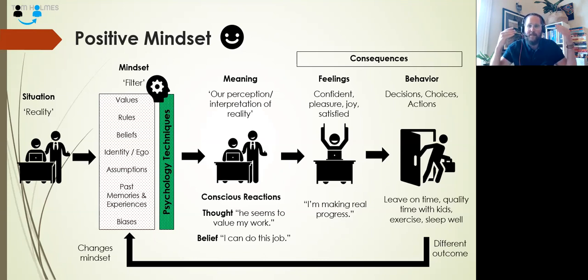So instead of perceiving things like his boss is pissed at him, by just changing his mindset, he has perceived his reality very differently. And then this has led to different feelings because he believes he can do this job. He has this confident pleasure, joy. He feels the satisfaction. He gets the sense that I'm making real progress at work, which is what we all want. And then because he's had these feelings, this influences his behavior.